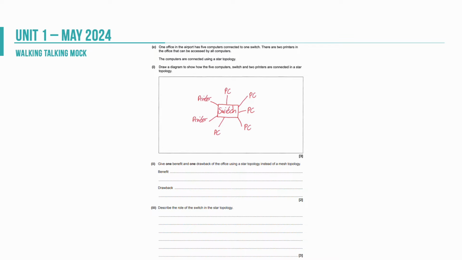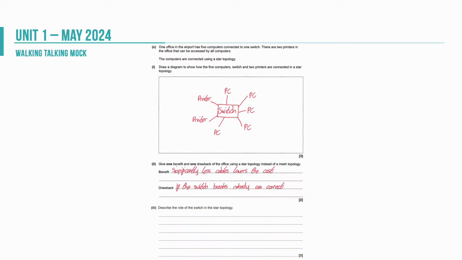We're then asked to give a benefit of this approach. This approach is really good because there's significantly fewer cables and that lowers the cost. But the switch is absolutely vital. If the switch were to break, the whole network would go down and none of the devices could connect to each other.